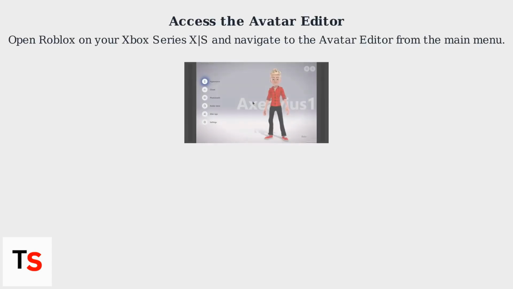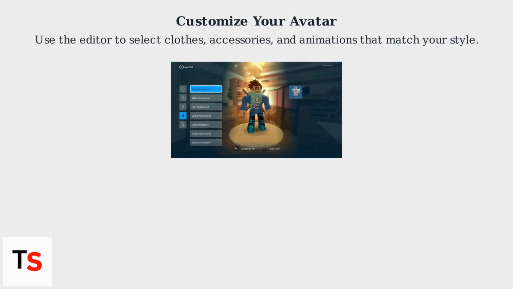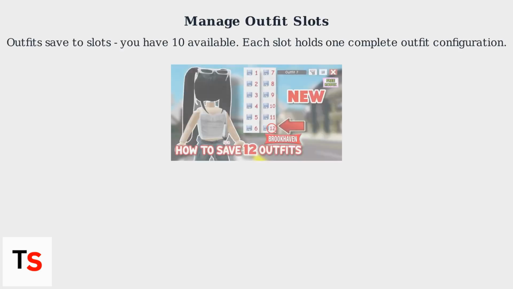To create outfits on your Xbox Series X|S, start by accessing the avatar editor in the Roblox menu. Once in the editor, customize your avatar by choosing clothes, accessories, and animations you like. When you're happy with your customization, click Save Outfit and name it for easy recall. Your saved outfits are stored in individual slots. You currently have 10 slots for organizing different looks.